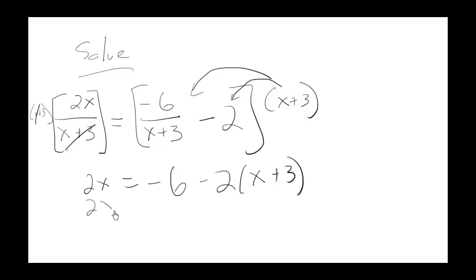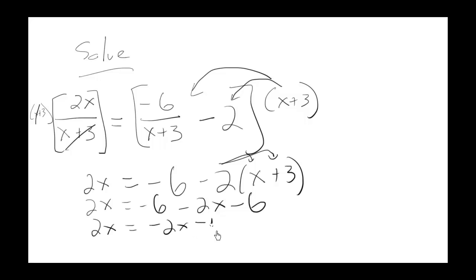Alright, distribution time. Remember, this minus is attached to this 2, so they travel together. It's minus 2x, that's going to be minus 6. Make sure you get that sign right. Combine up your like terms. It's going to be minus 2x minus 12.